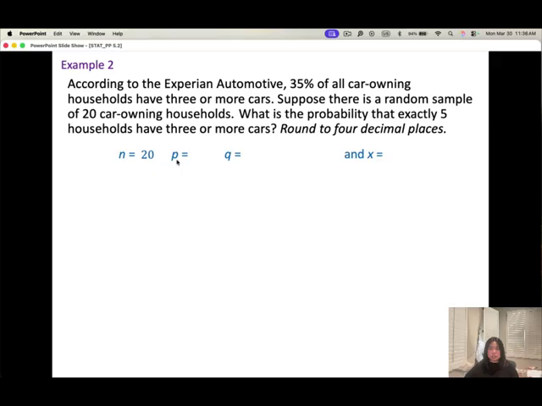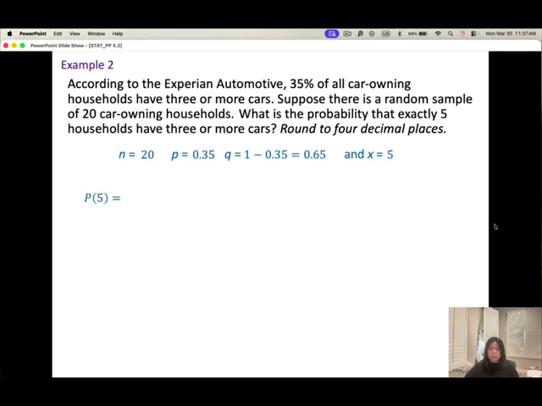And then p, the success rate. We are looking for the probability that 5 households have 3 or more cars. So 35% will be the success rate, so that will be 0.35. And then q, that will be 1 minus p, which is going to be 0.65. And then x, we are looking for exactly 5, okay? Exactly 5. So x equals 5. So we have P(5) here.